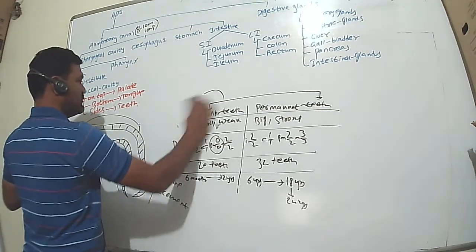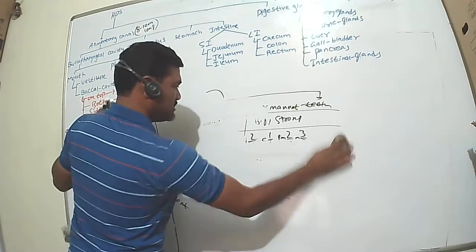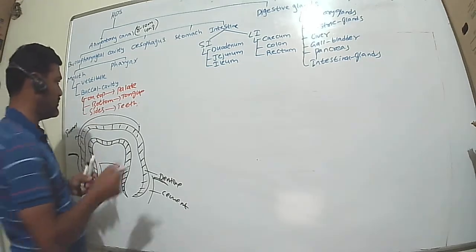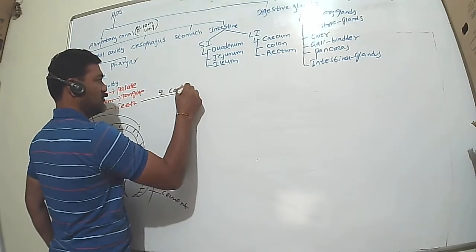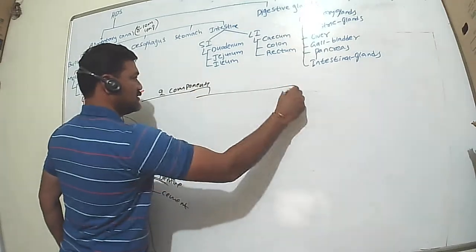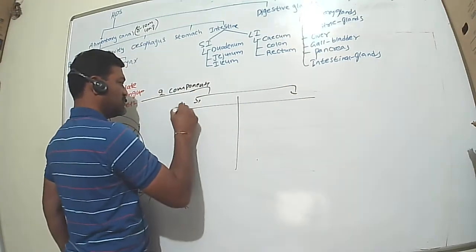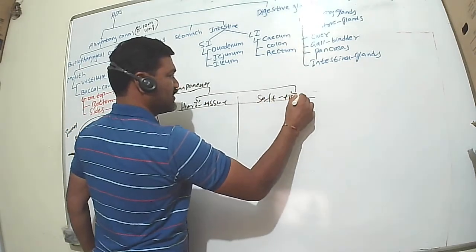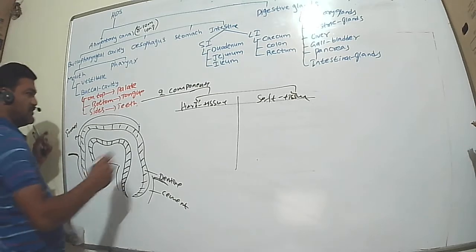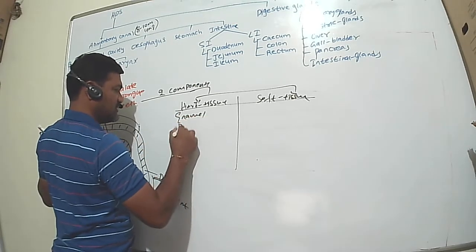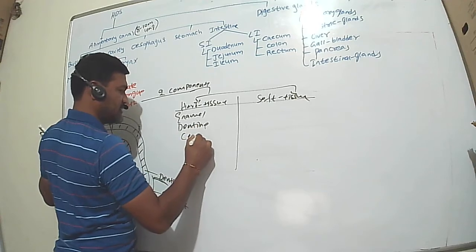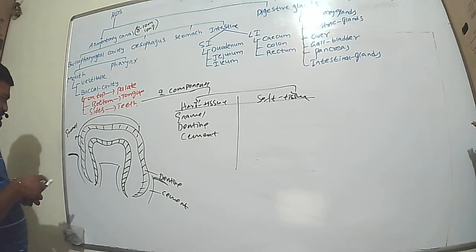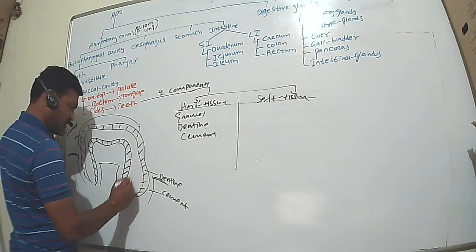If you look at the components of teeth, the teeth has 2 components: one is the hard tissue, and the other is the soft tissue. The hard tissue includes these 3 parts: the enamel, dentine, and cement. Whereas the soft tissue includes the innermost one, which is the pulp cavity.